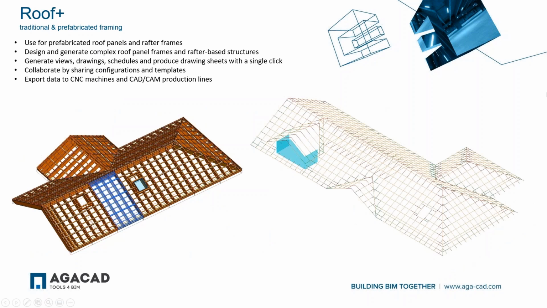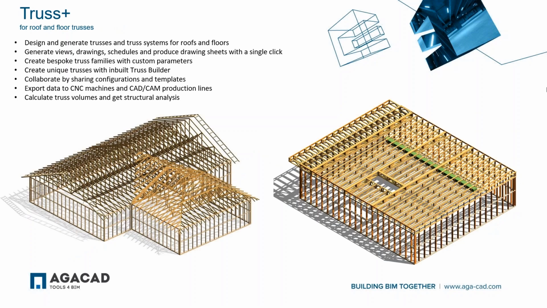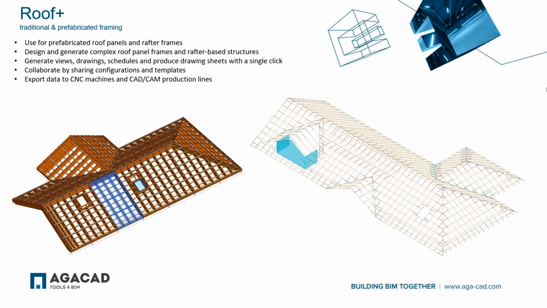We also have Roof Plus within the wood framing suite package, which also deals with traditional prefabricated framing. In this case, we have tailored Roof Plus to specifically deal with prefabricated roof panels and rafter systems as well, whether you are framing rafters or using prefabricated timber panels. Same thing here, we can create configurations and distribute structural framing, sheathing, paneling, and external roofing as well. Also we can export data to CNC machines and cut those structural framing members.